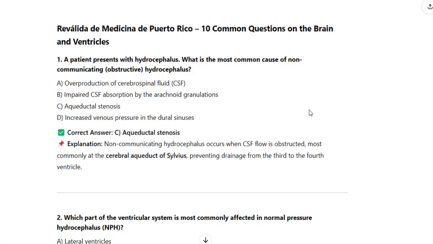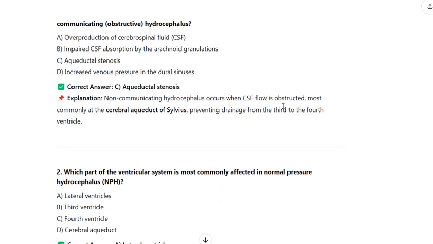Explanation. Non-communicating hydrocephalus occurs when CSF flow is obstructed, most commonly at the cerebral aqueduct of Sylvius, preventing drainage from the third to the fourth ventricle. 2. Which part of the ventricular system is most commonly affected in normal pressure hydrocephalus, NPH?